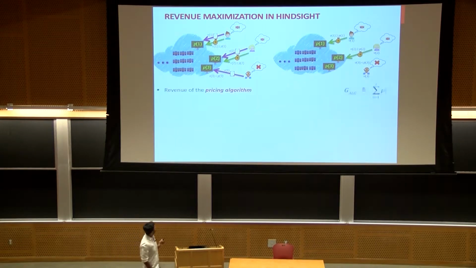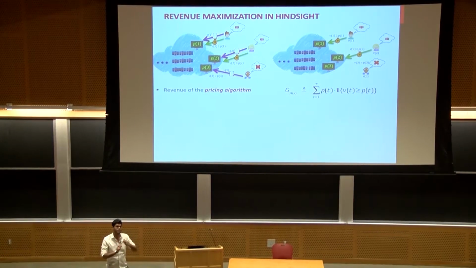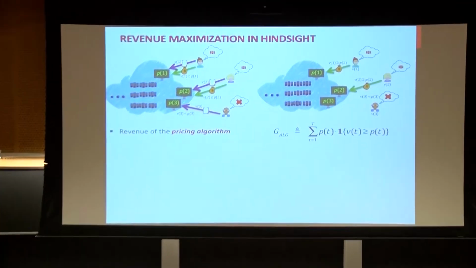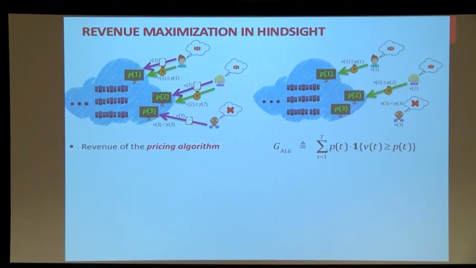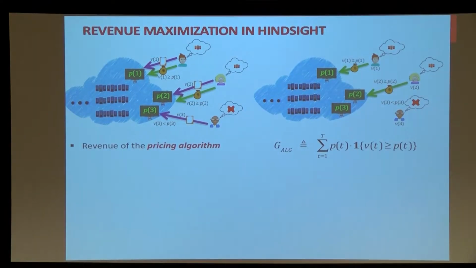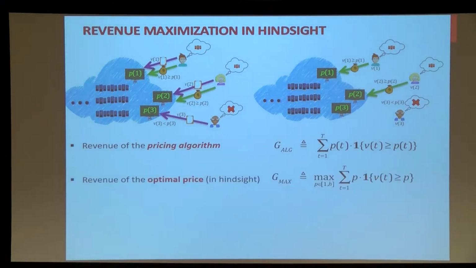OK? So for both of these settings, I define the revenue of a pricing algorithm to be the total revenue that the algorithm generates over time. At each time t, the revenue is going to be equal to the price it posts, P of t, if the value is greater than the price, otherwise 0. I denote this quantity by g of alg. For the benchmark, I'm looking at the maximum revenue you can get by posting one fixed price at all times. I denote this benchmark by optimal price, g of max.